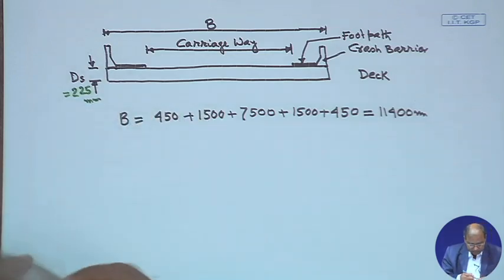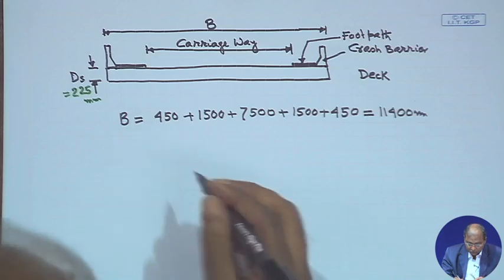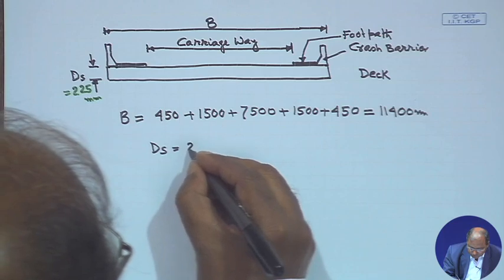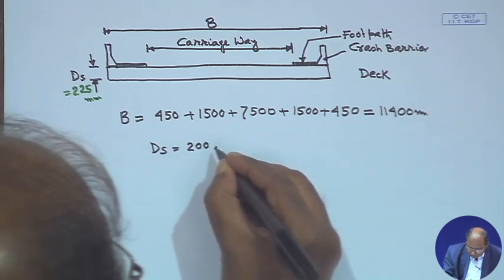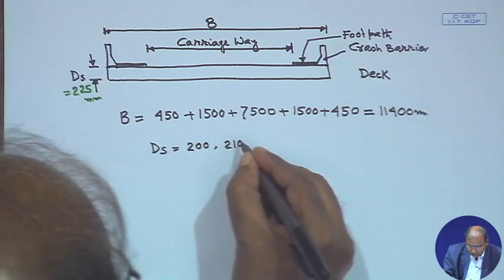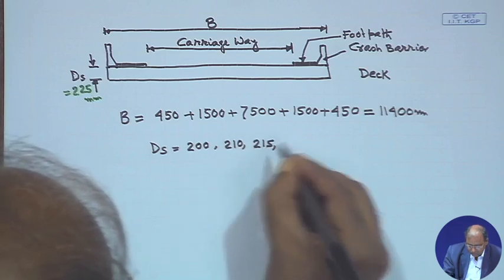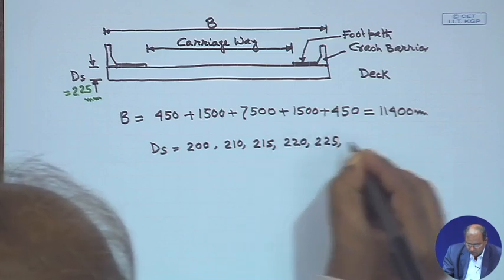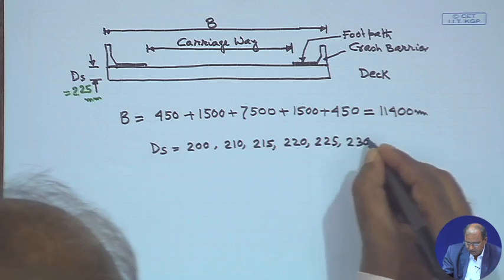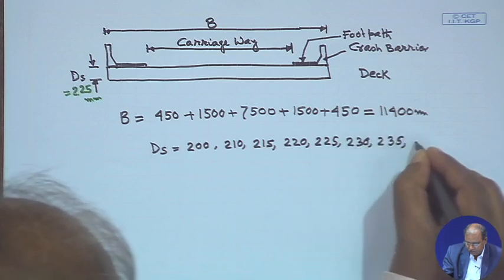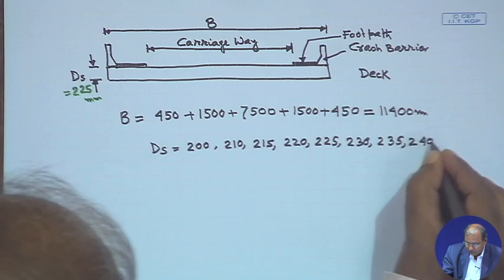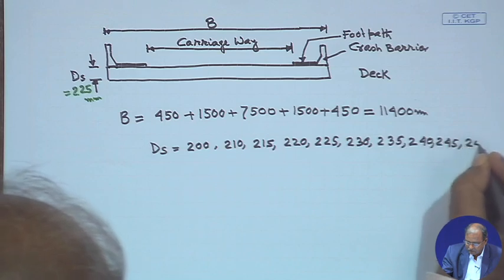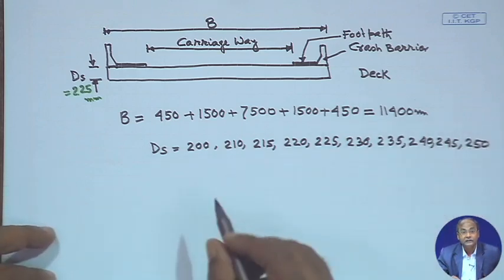Now, DS, the range from where I have got it: it can be say 200, sometimes we find 210, 215, 220, 225, 230, 235, 240, 245, 250. So, it can go in that range.